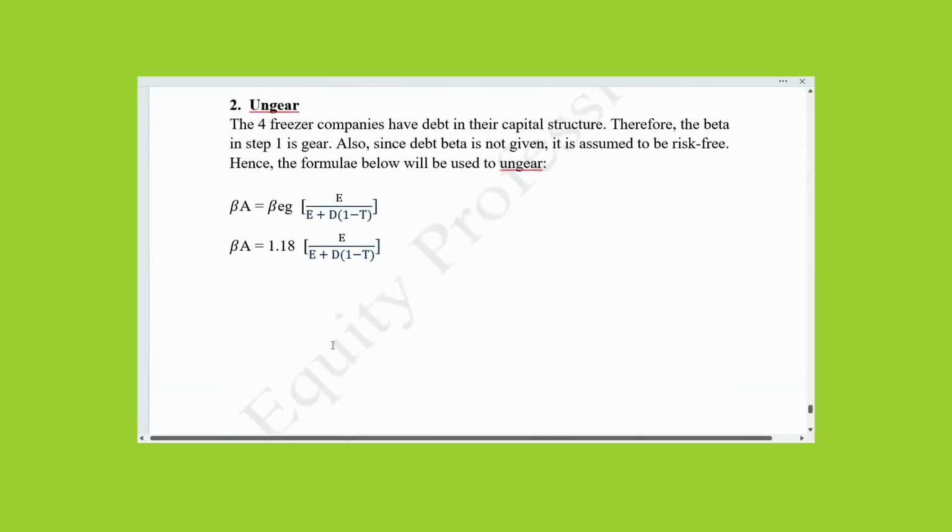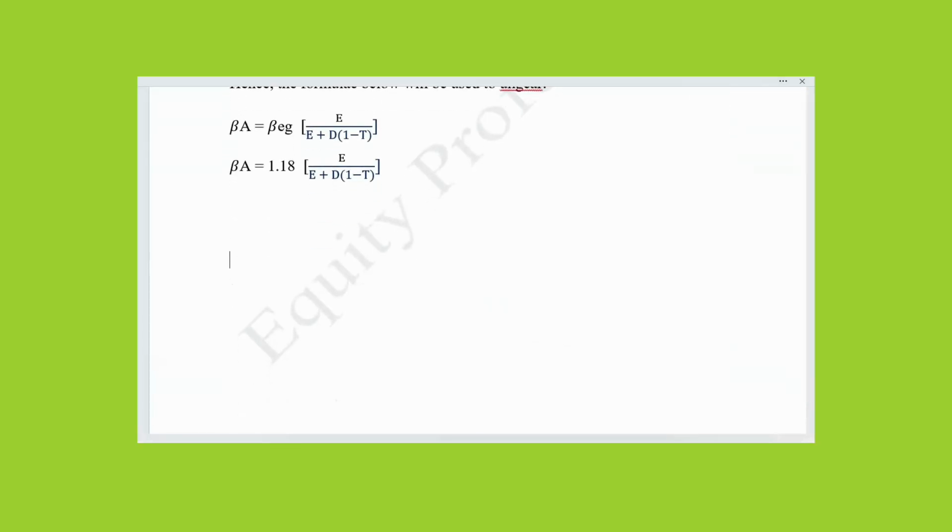Without wasting more time on this, let's go and do workings. Working number 1, what do we want to do? We want to calculate the market value of equity, denoted as E, and the market value of debt, denoted as D.